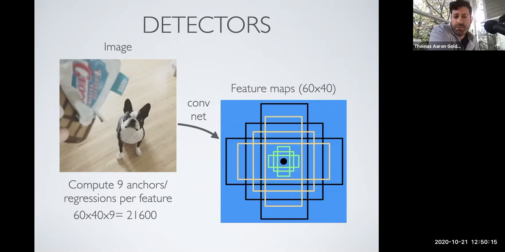So the way that a simple detector works, for example, the YOLO detector, is it looks at an image and then it outputs feature vectors at many different locations. So it looks at a 60 by 40 grid of possible locations in the image. And at every one of those locations, it looks at 9 different bounding boxes. So it looks at 3 small, 3 medium, and 3 large bounding boxes. And it tries to determine whether there's an object in them. So you've got a 60 by 40 grid of locations and 9 bounding boxes at each of those. So it's looking at about 21,000 bounding boxes spread over the entire image.